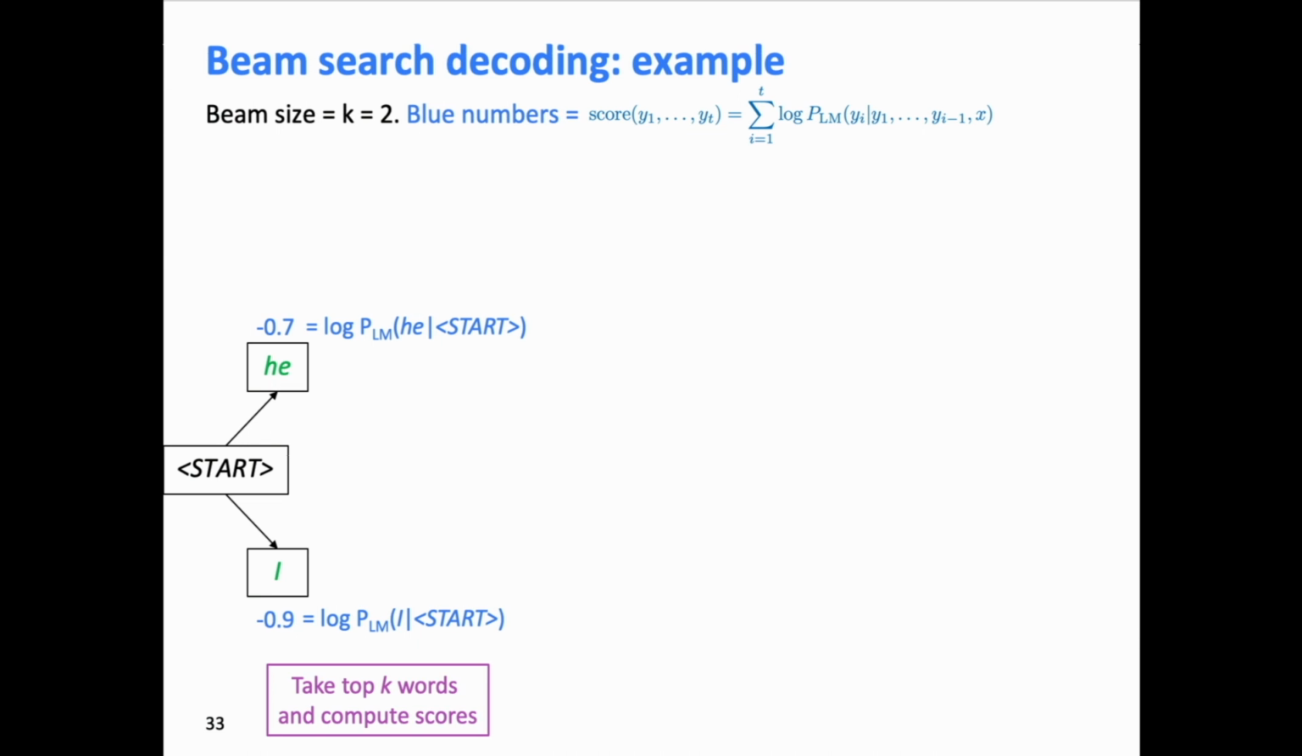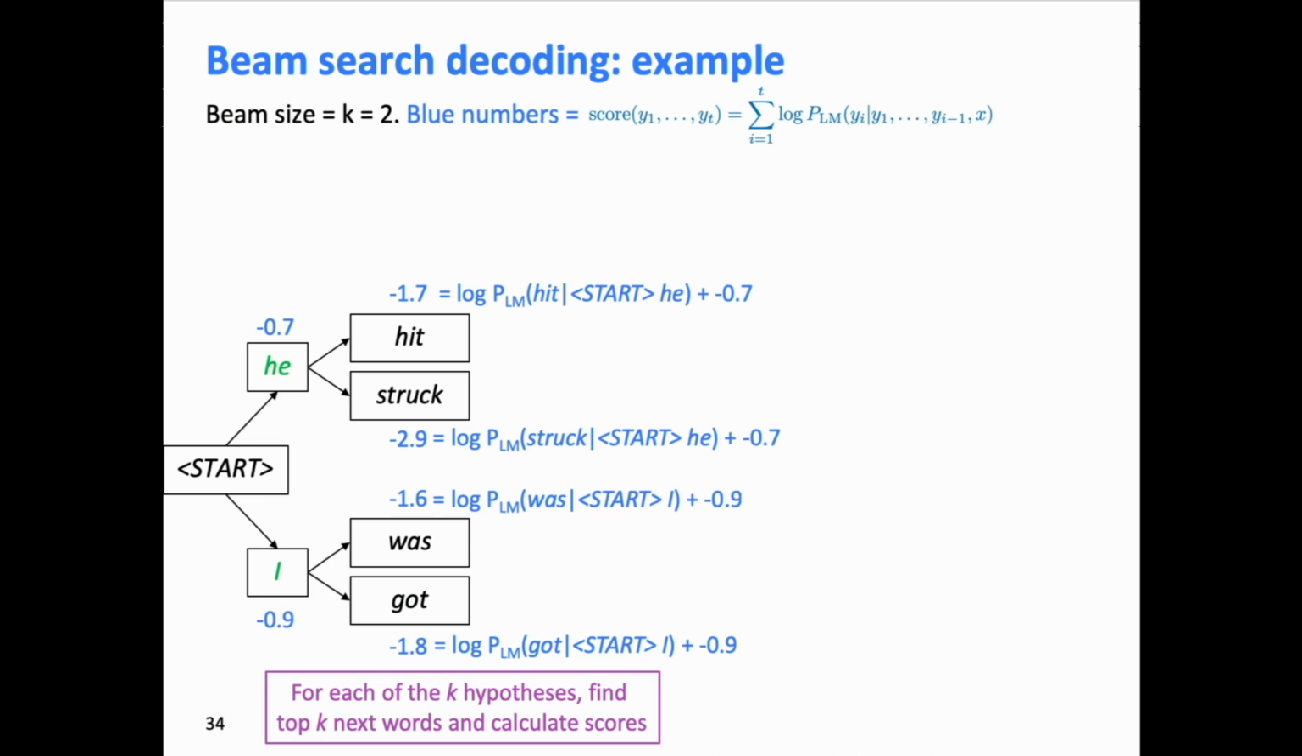So this means that he is currently the better one. Okay, so what we do is we have our k hypotheses, and then for each of those, we find the top k words that could come next, and we calculate their scores. So this means that for both "he" and "I", we find the top 2 words that could come next. And for each of these 4 possibilities, the score of the hypothesis is equal to the log probability of this new word given the context so far, plus the score so far, because you can accumulate this sum of log probabilities. You don't have to compute it from scratch each time.